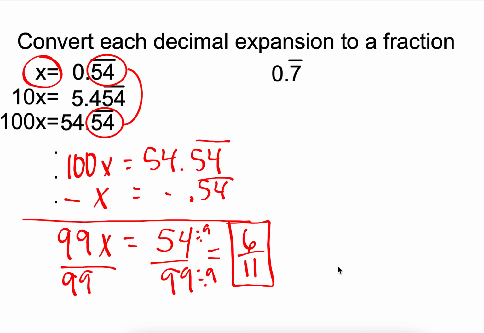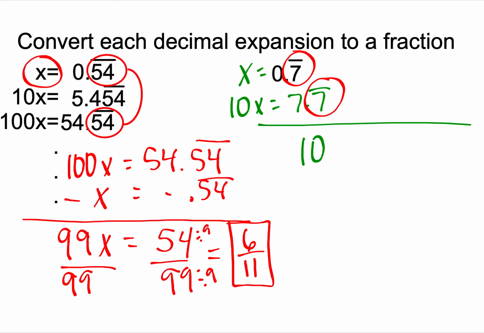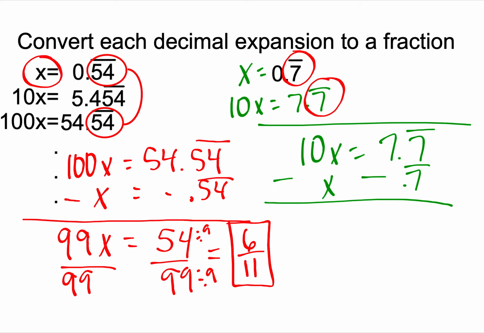Okay, let's do 0.7 repeating. We'll start by making x equal to 0.7 repeating. 10x is going to be 7.7 repeating. And actually we've gone far enough. These have the same decimal parts. So let's use 10x, which is 7.7 repeating, and x, which is 0.7 repeating, and subtract them.